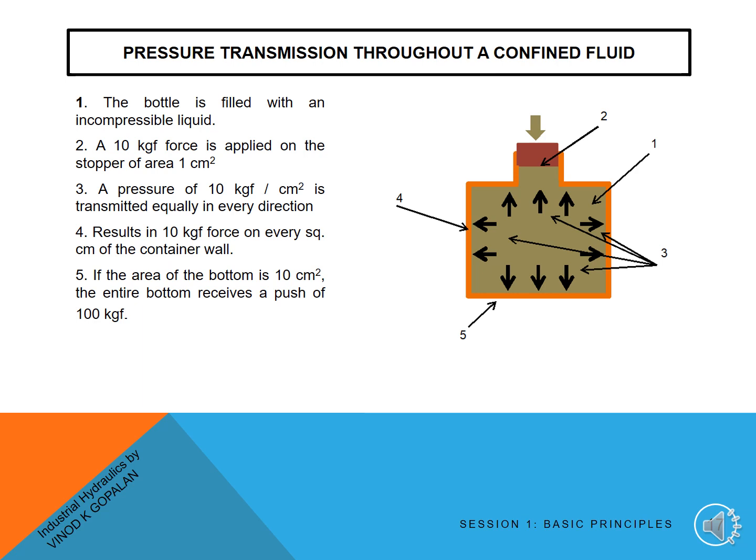Now please look at the picture which shows pressure transmission throughout a confined fluid. Point number 1. The bottle is filled with an incompressible liquid. Number 2. A 10 kg force is applied on the stopper of area 1 square centimeter. Point number 3. A pressure of 10 kg per square centimeter is transmitted equally in every direction. Number 4. Results in 10 kg force on every square centimeter of the container wall. And number 5. If the area of the bottom is 10 square centimeters, the entire bottom receives a push of 100 kgf.